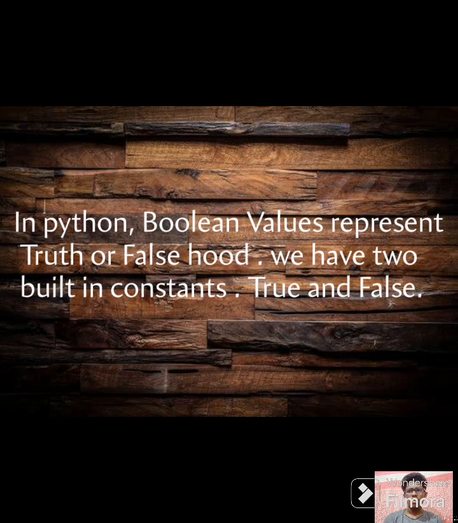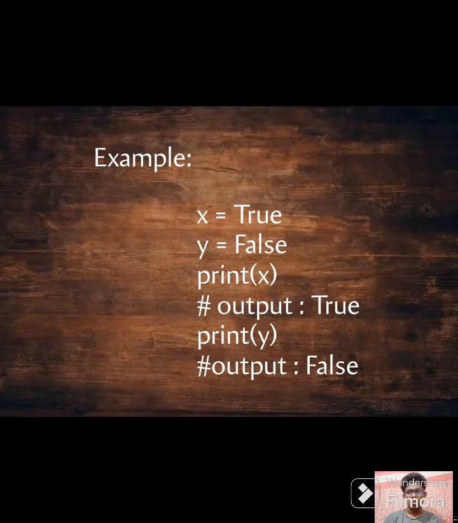In Python, Boolean values represent truth or falsehood. We have two built-in constants, True and False. Let's see an example. x is equal to True, y is equal to False. So print x, the output will be True. For print y, output will be False. Simple enough, right? Now let's move on to comparison operators.